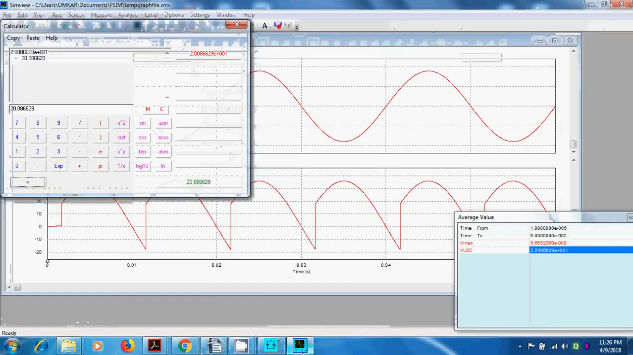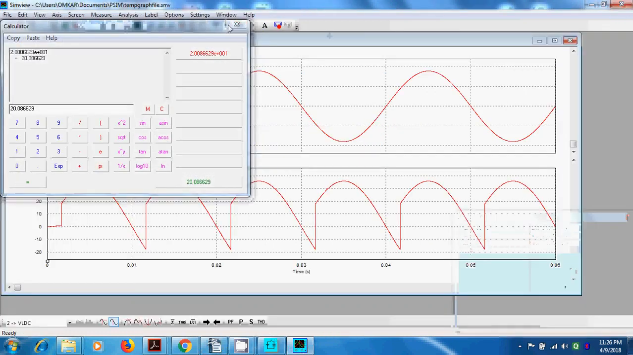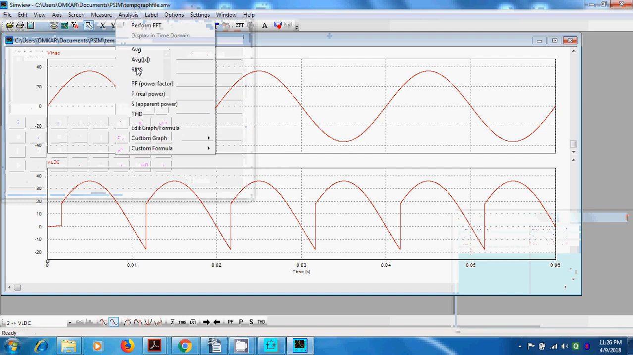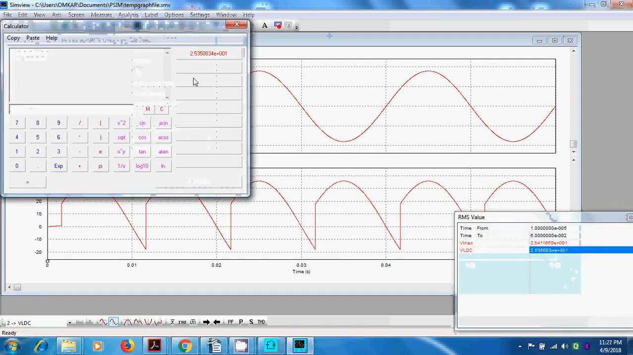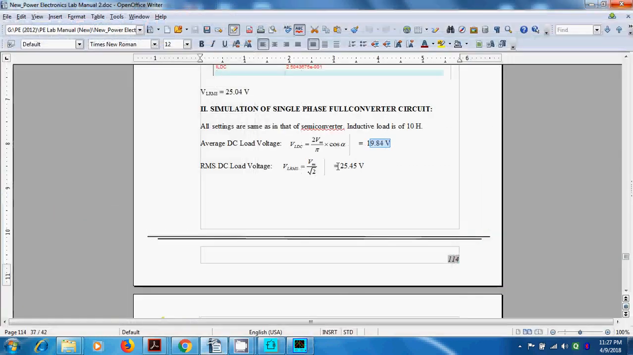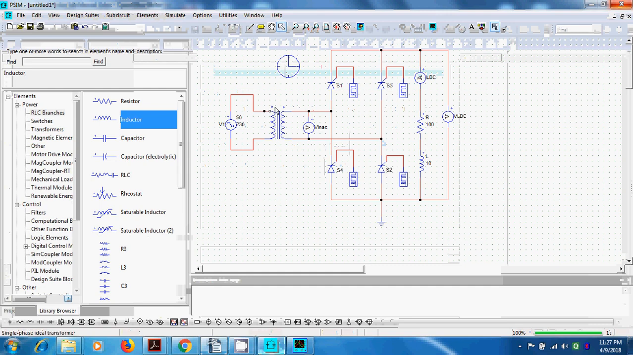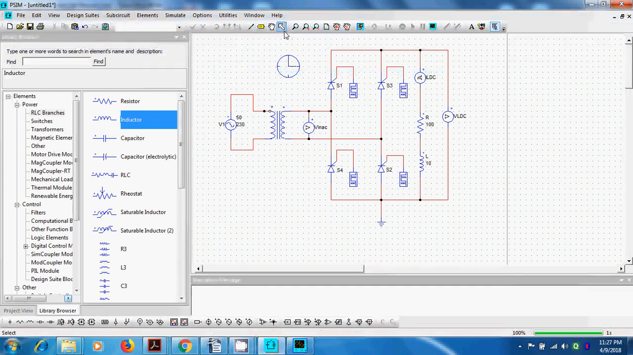Okay, and second is the RMS. Go to analysis and press RMS. 25.35, and the theoretical is 25.45, it's very near. So both cases have been compared and they come nearby. So this is what we investigated: the single phase full converter with highly inductive load.